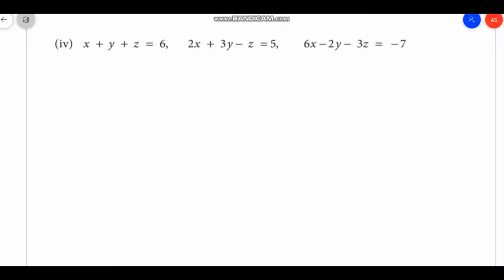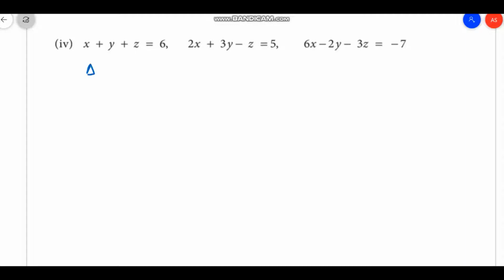Exercise number 1.2, problem number 1, for subdivision. Solve the following equations using Cramer's rule. So the equations are x plus y plus z is equal to 6, 2x plus 3y minus z is equal to 5, 6x minus 2y minus 3z is equal to minus 7.